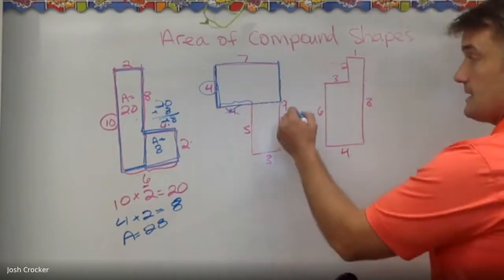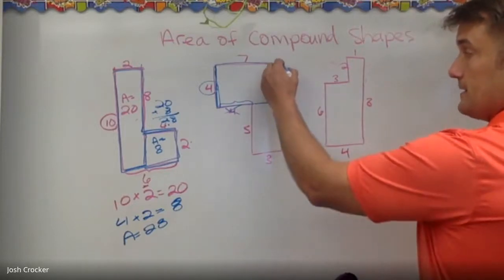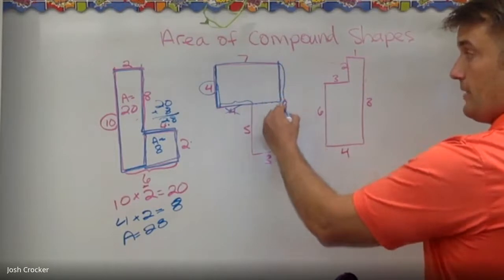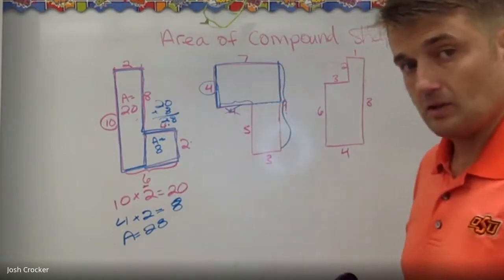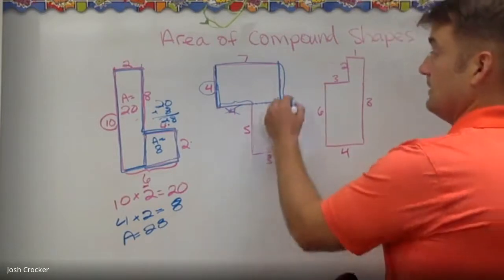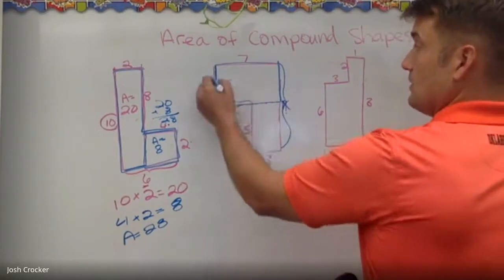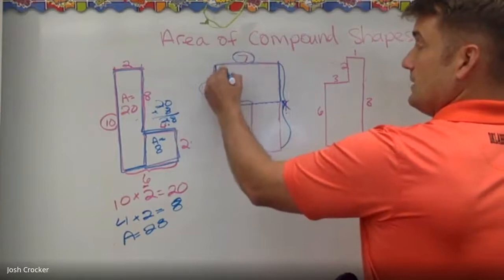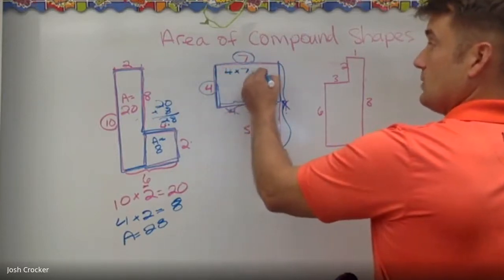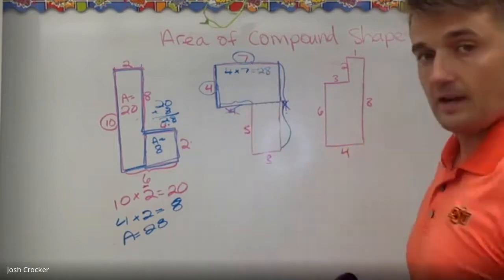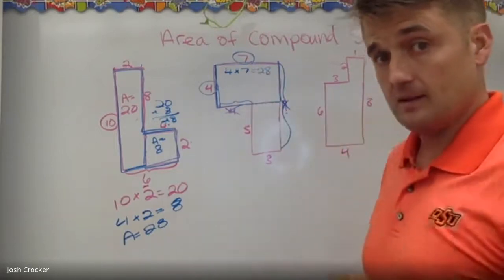This 9 is part of that rectangle and part of that rectangle. I don't want sides that belong to both rectangles. So I'm going to use the 4 and the 7. If it's a 4 by 7 rectangle, 4 times 7 equals 28. The area of that piece is 28.